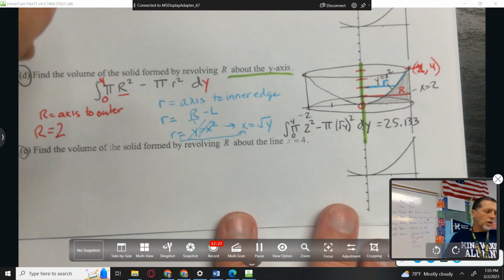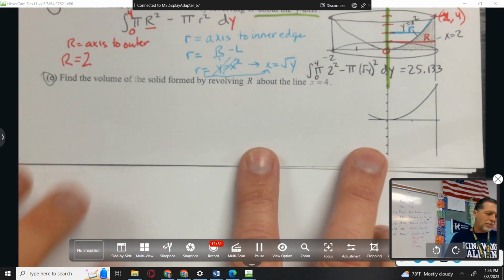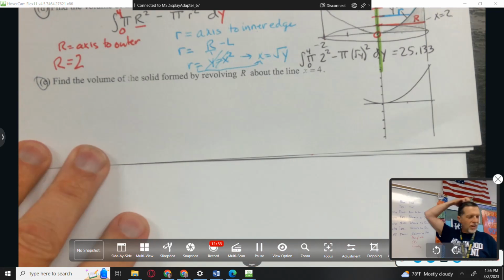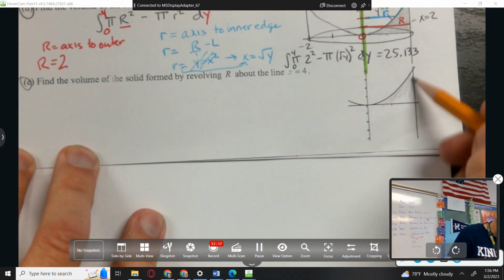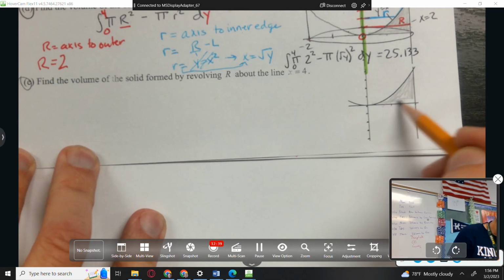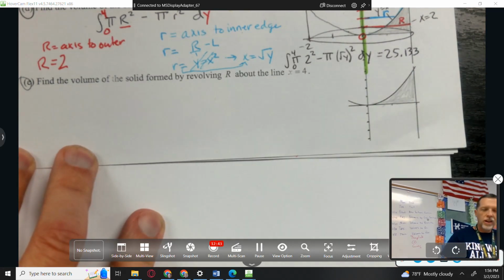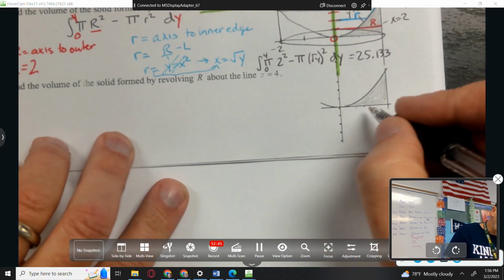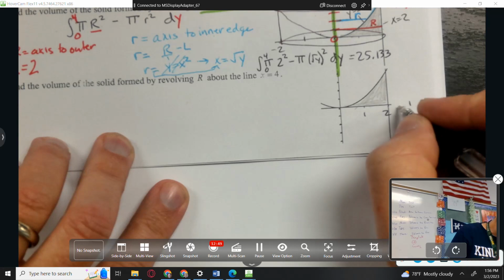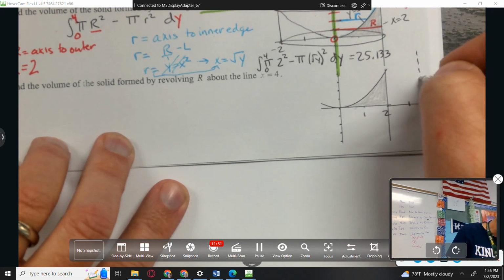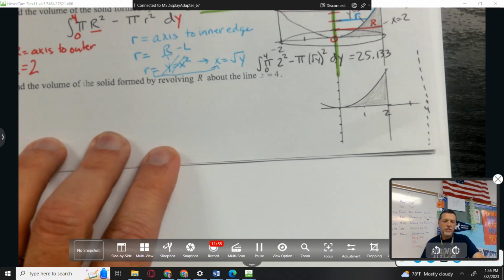All right, let's do one more and then we'll go to the candy game. Part E. Find the volume of the solid formed by revolving the region, same region, around the line x equals 4. Uh-oh. 1, 2, 3, 4 is like off the page here. It's going to make drawing it kind of difficult.